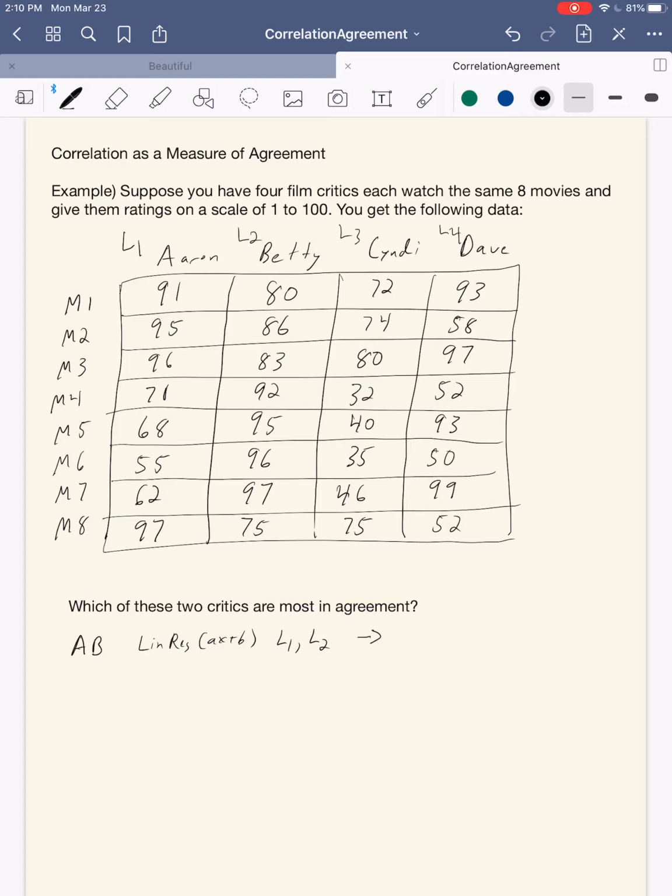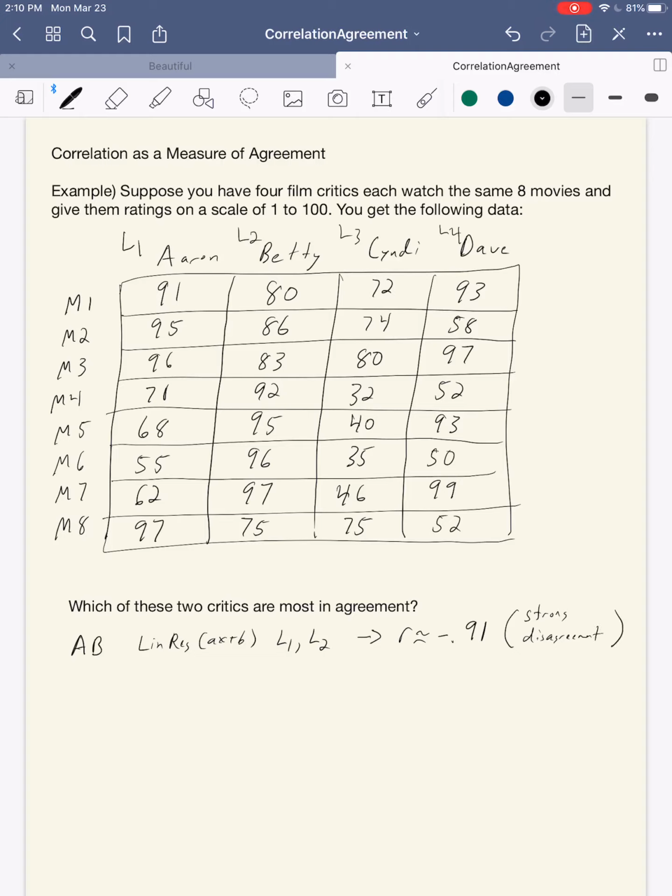We should get an R value of about negative 0.91. Now, we could record the A and B and R squared, but we don't need any of that. We just want the correlation coefficient. So what do we see here? Well, we see that that's a strong negative relationship. Remember, a negative relationship means that as one variable goes up, the other goes down. So for these two reviewers, this would indicate strong disagreement.